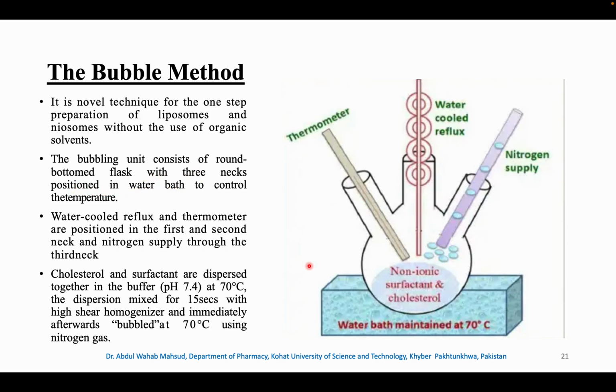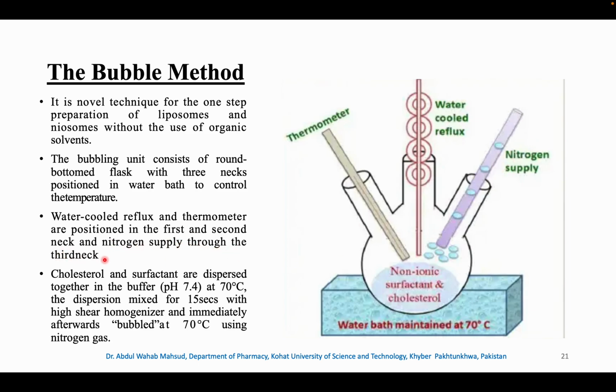Positioned in a water bath. Why do we use the water bath? The water bath is used for controlling the temperature. Water cooled reflux and thermometer are positioned in the first and second neck. It is the first neck and that one the second neck, and it is the third neck of the round bottom flask. And nitrogen is supplied through the third neck.